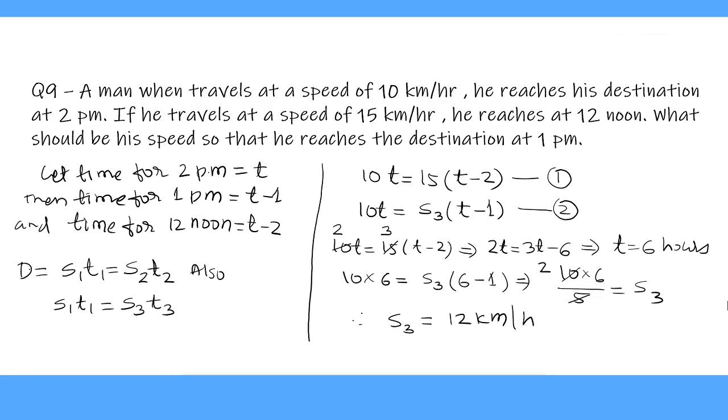Now this question can easily be solved by an alternative method of average speed, as the time between 12 noon and 2 p.m. is 1 p.m., which is the mean of these two times. So if he moves with the average speed of 10 and 15, he will reach at 1 p.m. So we solve like this.